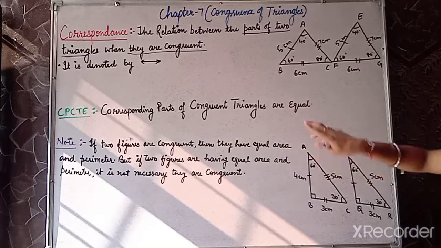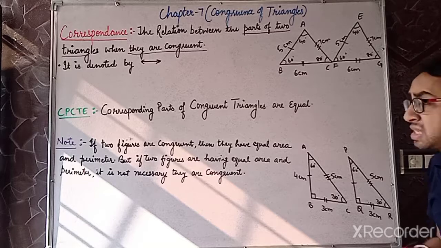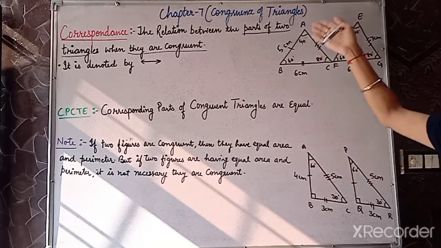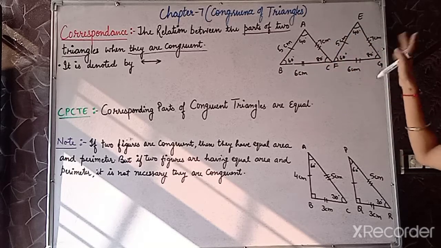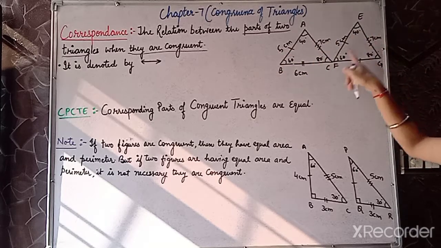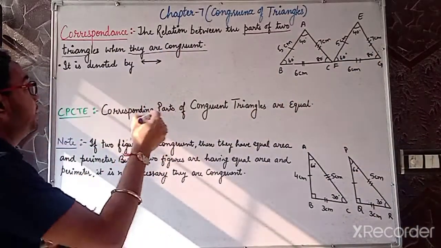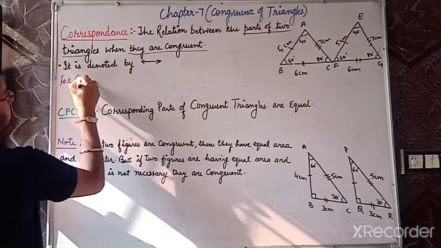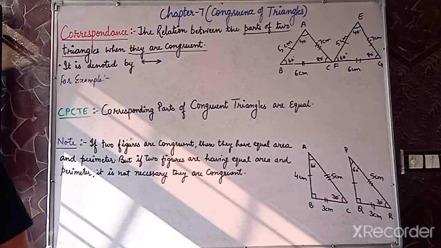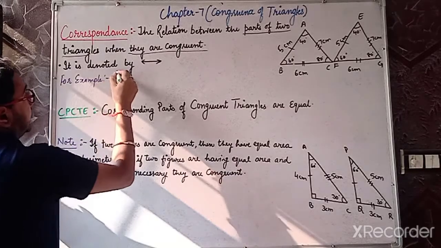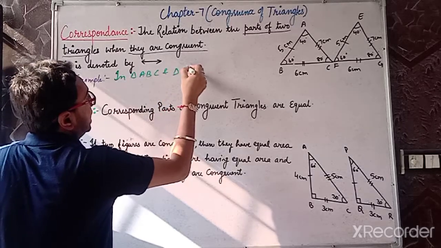Just look at the figure. Triangles ABC and EFG. Are they congruent or not? Yes, they have the same shape and size. Shape: both are triangles. Size: 40, 40, 60, 60, 80, 80. Clear? 5, 5, 7, 7, 6, 6. Are they congruent in nature? Yes, they are congruent. Let me write about this in triangles ABC and EFG.